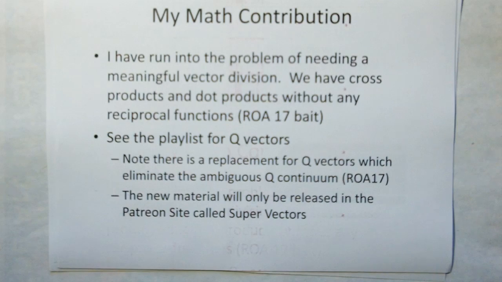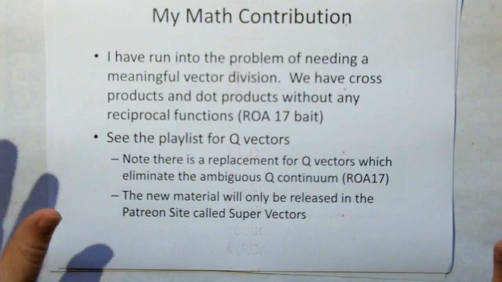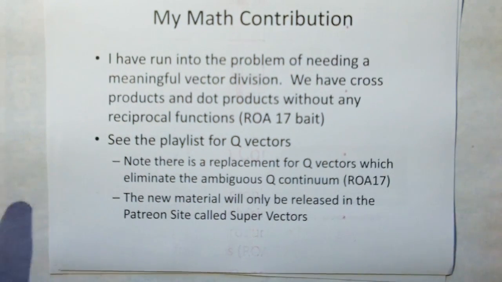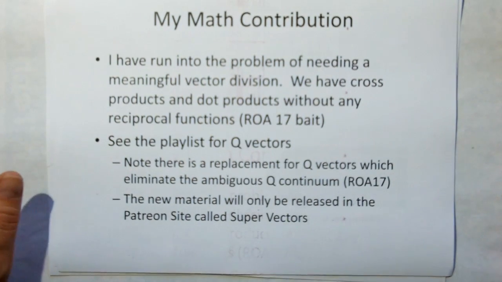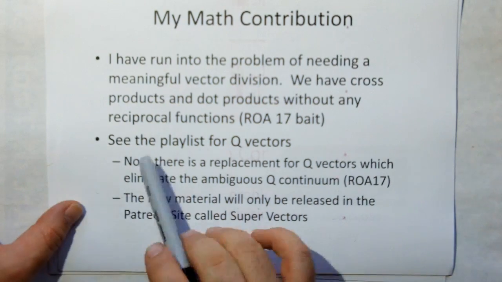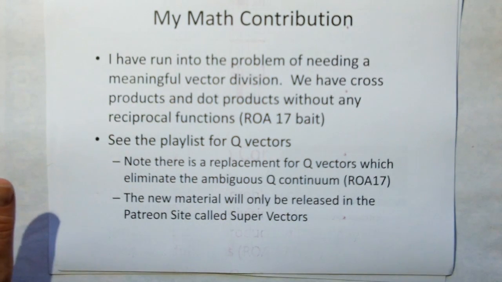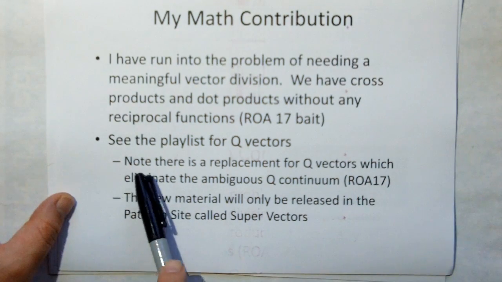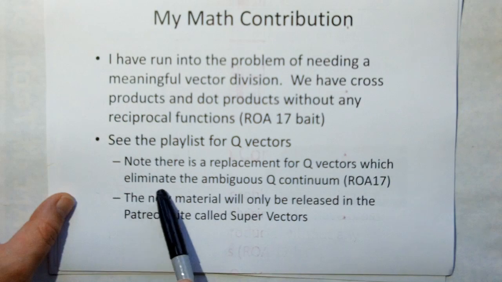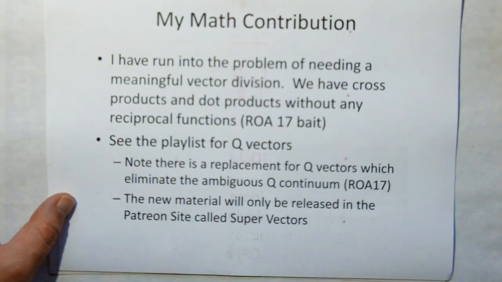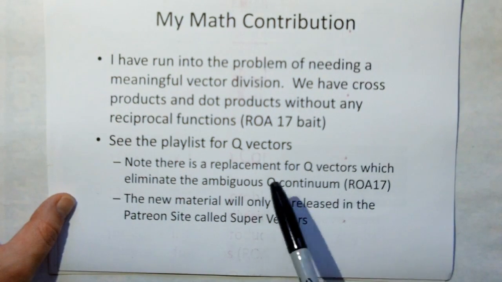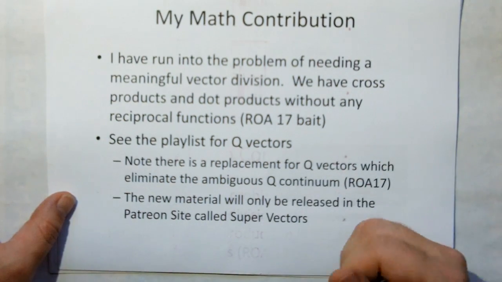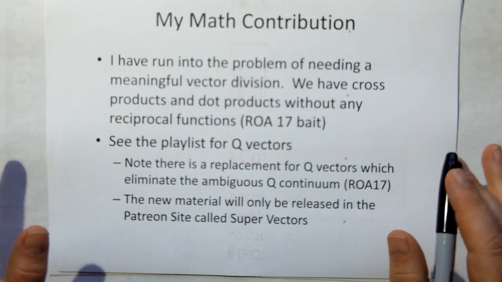And my math contribution has run into problems of needing meaningful vector division. In engineering we have cross products and dot products, but we do not have the reciprocal function. This is rule of acquisition 17 bait if I've ever seen it. So in the playlist for Q vectors, I come up with a way to divide and multiply vectors that's invertible. But note that there's going to be a replacement for Q vectors to eliminate the ambiguous Q continuum, because the rule of acquisition is just giving me heartburn over this. And I found a better way to do the vector multiplication and division without the ambiguity of the Q continuum. It's really nice, but I still need more work on it.